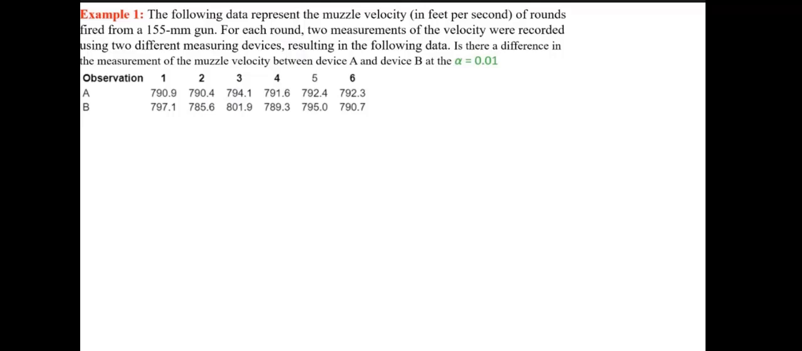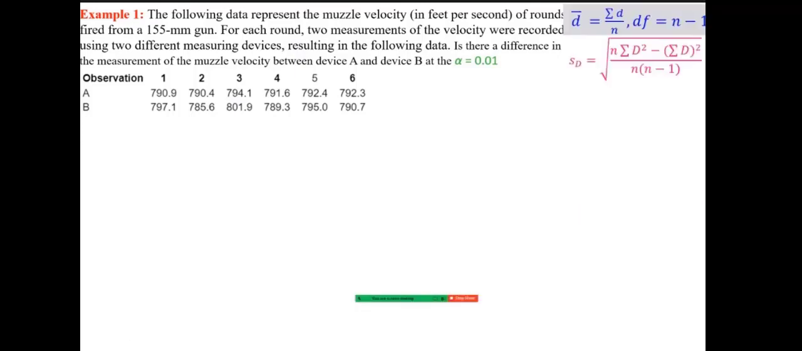You see that there are 6 observations. That means n is 6. Here's the result from device A. Here's the result from device B. Because we are looking at a dependent pair, we use the matched pair t-test. We need to calculate the d-bar, in essence the mean, and also S, the sample standard deviation.